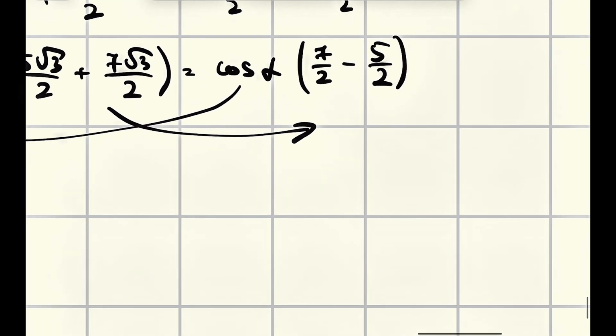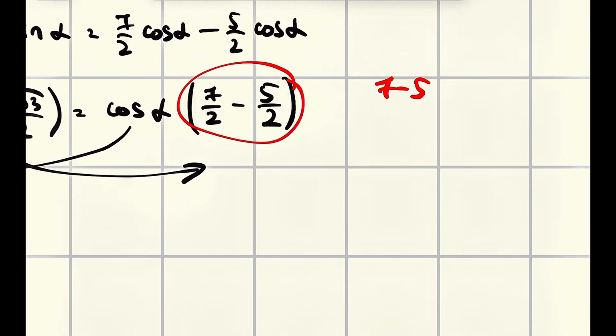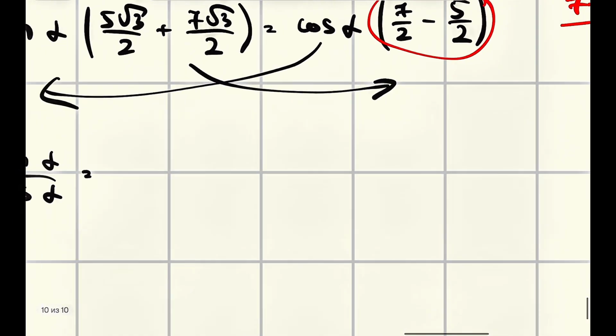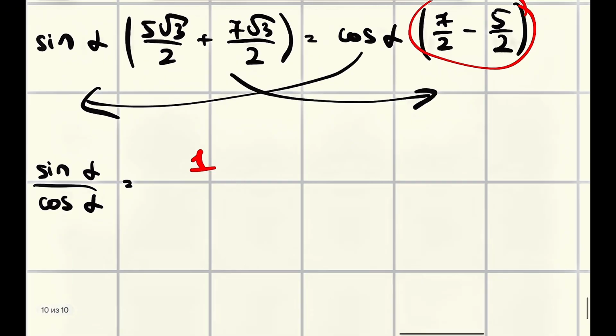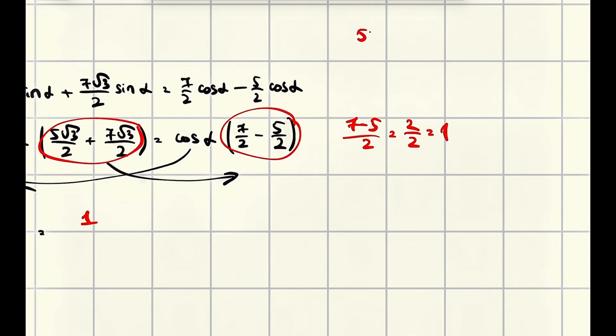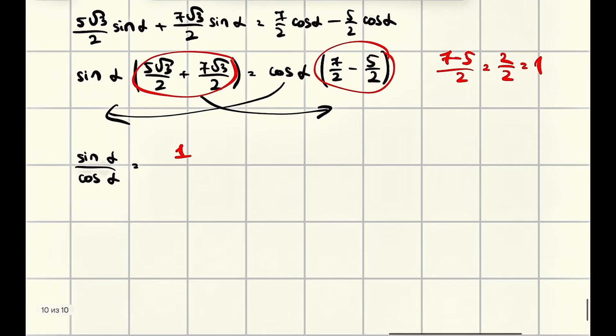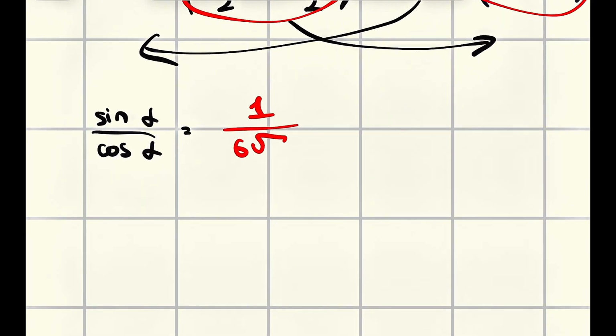Above, this thing is going to be 7 minus 5 divided by 2, which is 2 divided by 2. It's just 1. Above, we will have just 1. What about this thing? It's 5 square root 3 plus 7 square root 3 divided by 2. Square root 3 is a common factor, 5 plus 7 is 12 divided by 2, so it becomes 6 square root 3. And below, we will have 6 square root 3.